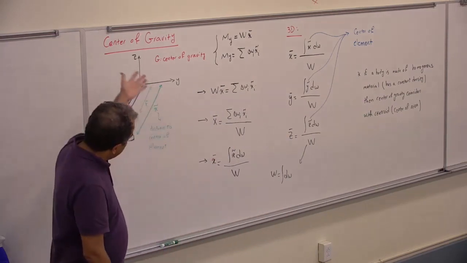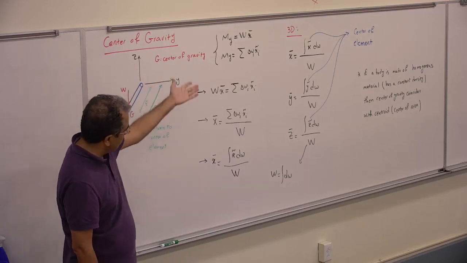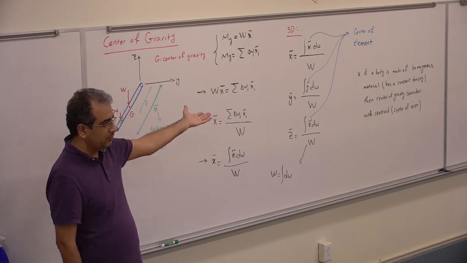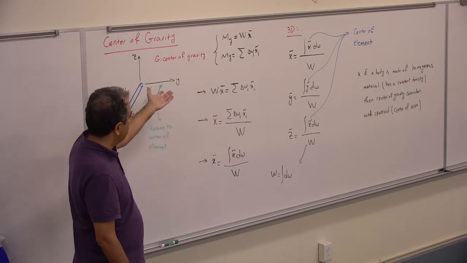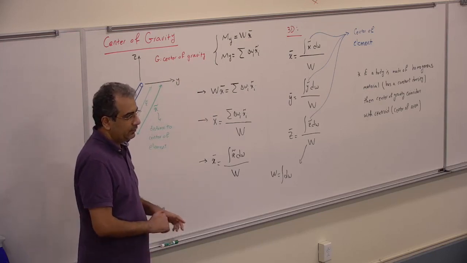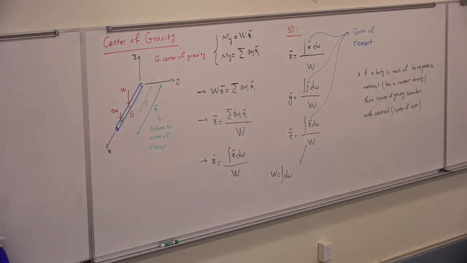So now we want to take these concepts of the center of gravity, and assume that we have a homogeneous body where the density is constant, and then we will see how we can find the center of area for 2D. Any question?